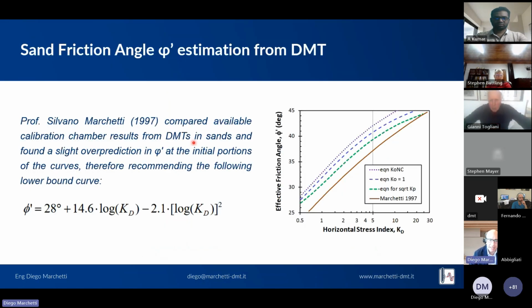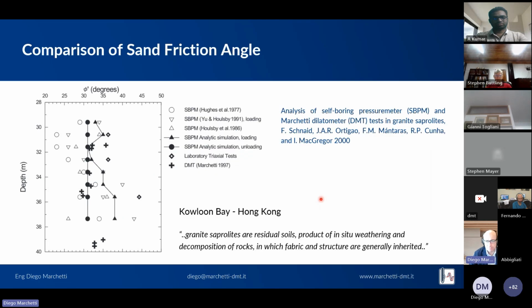In terms of friction angle, Professor Silvano Marchetti did a lot of studies with calibration chamber results and found that the initial curve had portions that were very nonlinear. And so, in conclusion, he proposed a lower bound curve that you see as a function of KD, which is this brown curve. There are again publications showing that the friction angle proposed by the DMT is in good agreement with other tests, like in this case with the self-boring pressuremeters in residual soils, in this case in Hong Kong, and the residual soils were granite saprolites.